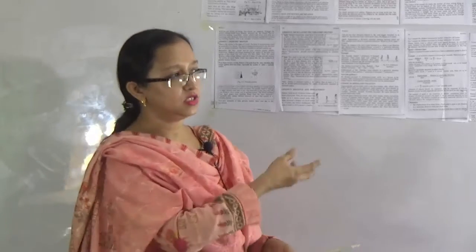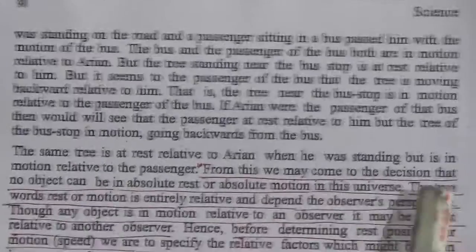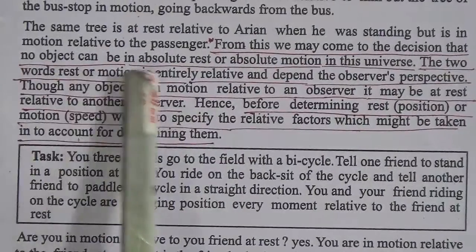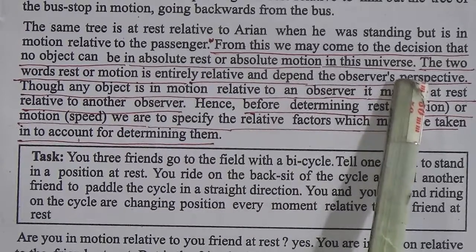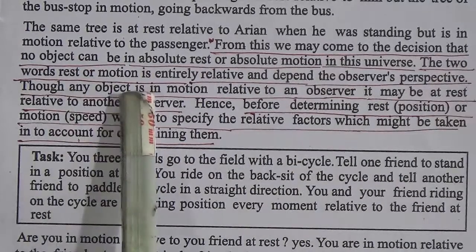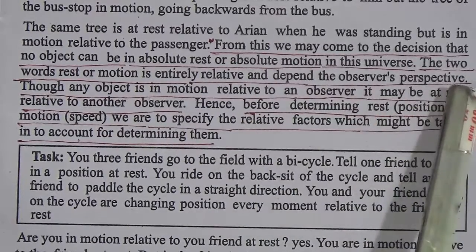So I found that this is not moving. So it depends on the observer. Rest and motion are relative, and it depends on the position of the observer. From this, we may come to the decision that no object can be in absolute rest or absolute motion in this universe.